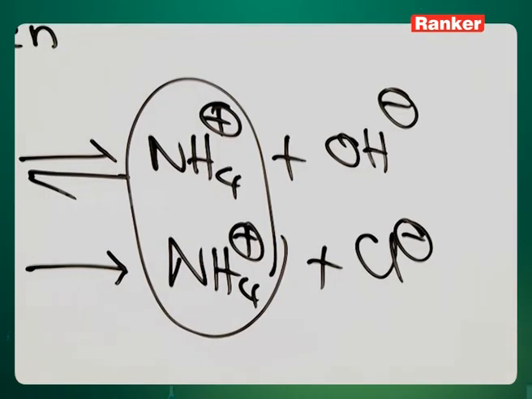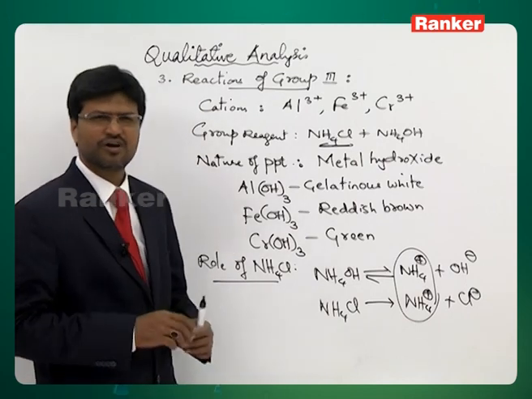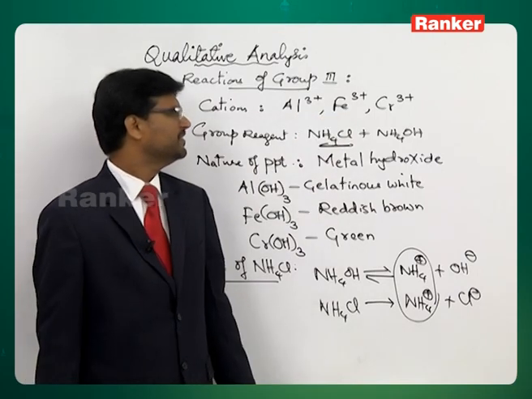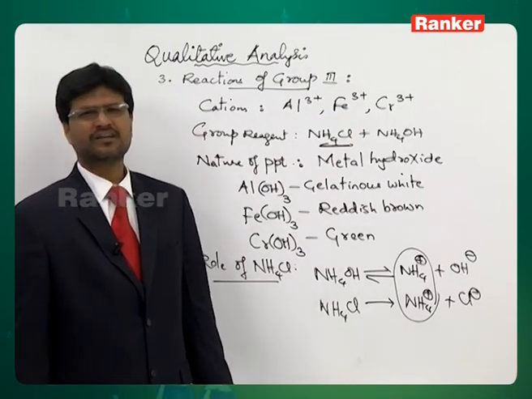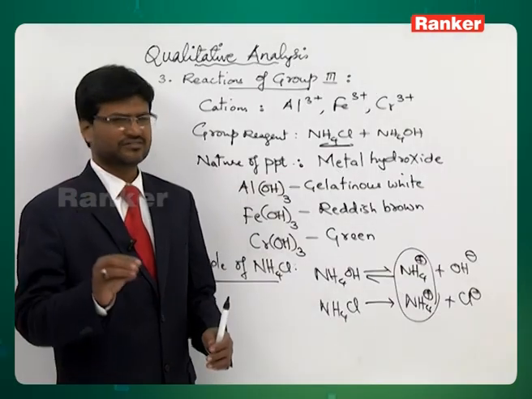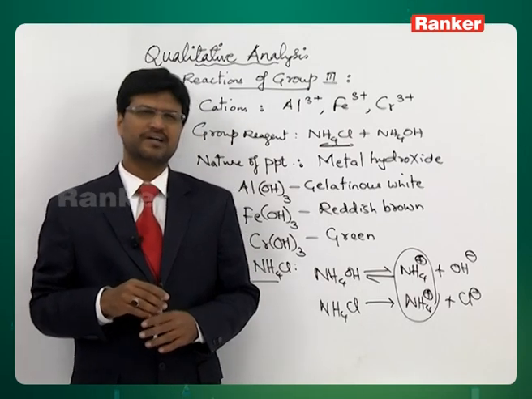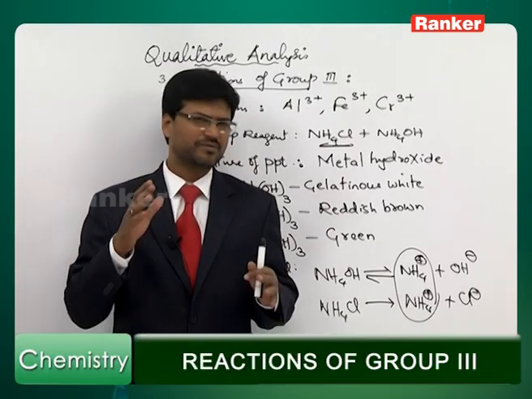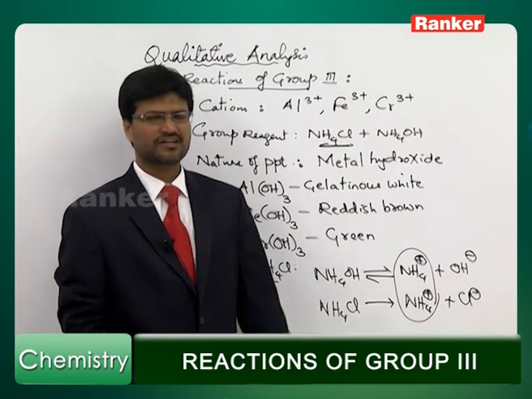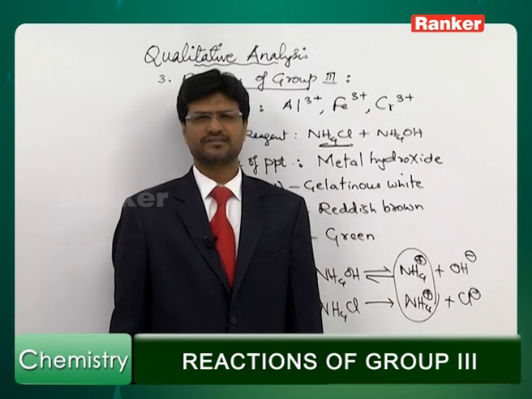So, ammonium chloride exerts common ion effect on ammonium hydroxide and helps in maintaining low concentration of OH-, so that only aluminum, Fe and Cr precipitate out as their hydroxides. Other cations like cations of group 4, group 5 do not get precipitated as metal hydroxides because their Ksp values are reasonably high when compared to Ksps of these hydroxides. That is the role of ammonium chloride in the group reagent.